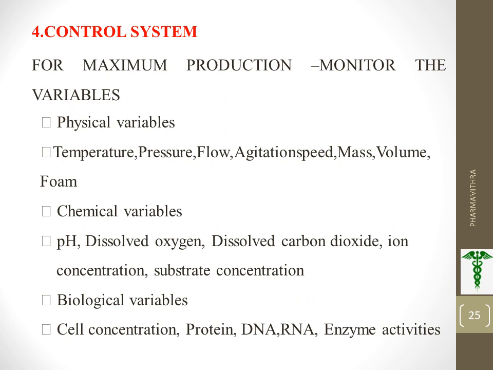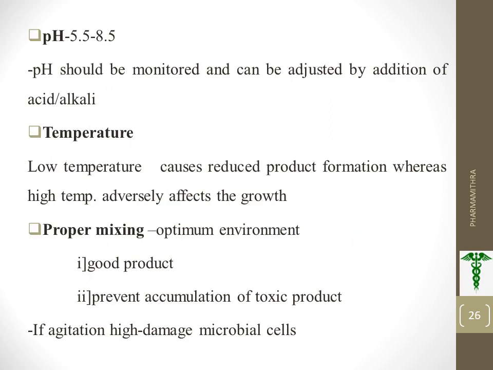The fourth controlling system is that, for maximum production, we want to monitor the variables. The physical variables should be considered: temperature, pressure, flow, agitation speed, mass, volume, foam. Chemical variables such as pH, dissolved oxygen, dissolved carbon dioxide, ion concentration, substrate concentration. Biological variables should also be considered: cell concentration, protein, DNA, RNA, and enzyme activity.